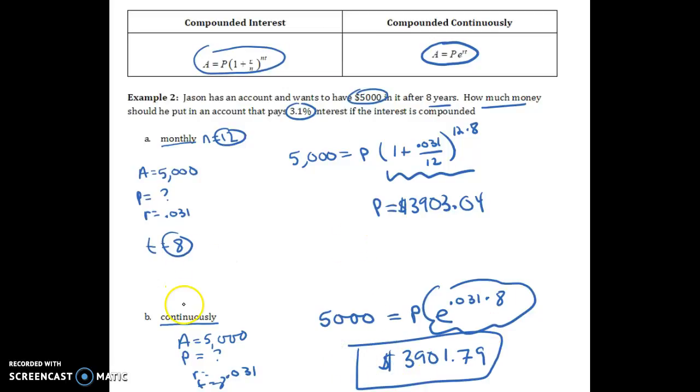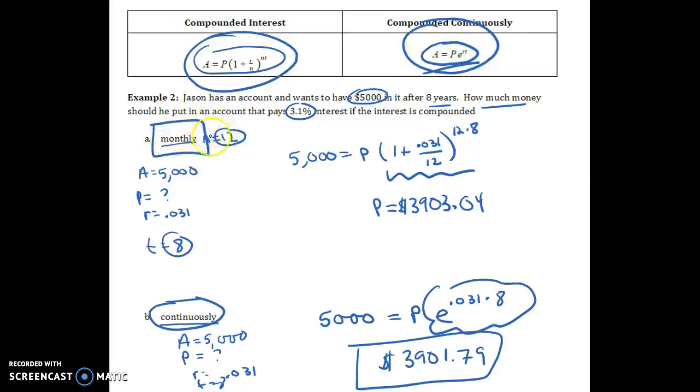The big thing is just to keep in mind when you have to use this formula versus this formula. It's pretty obvious. When it says continuously, use this one. When it gives you a value to compound it by, you're going to use this one and you have to know what the value for n is.